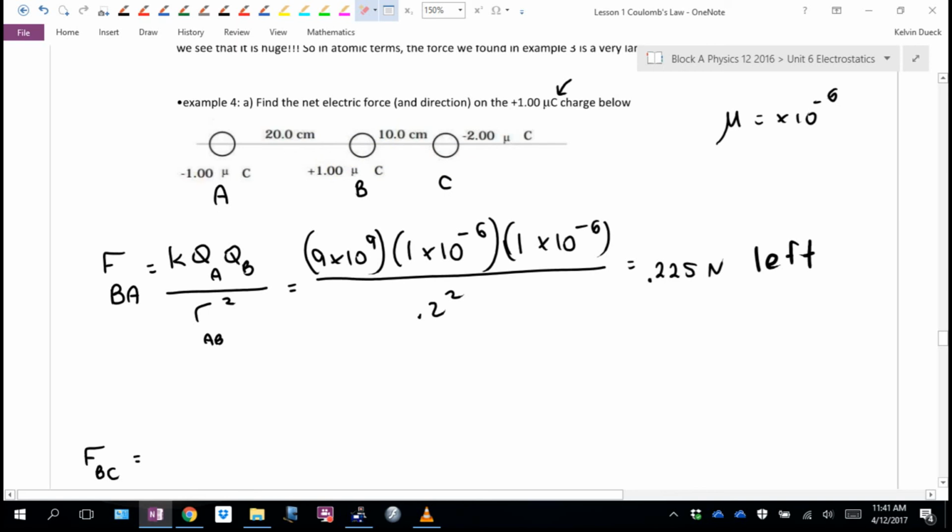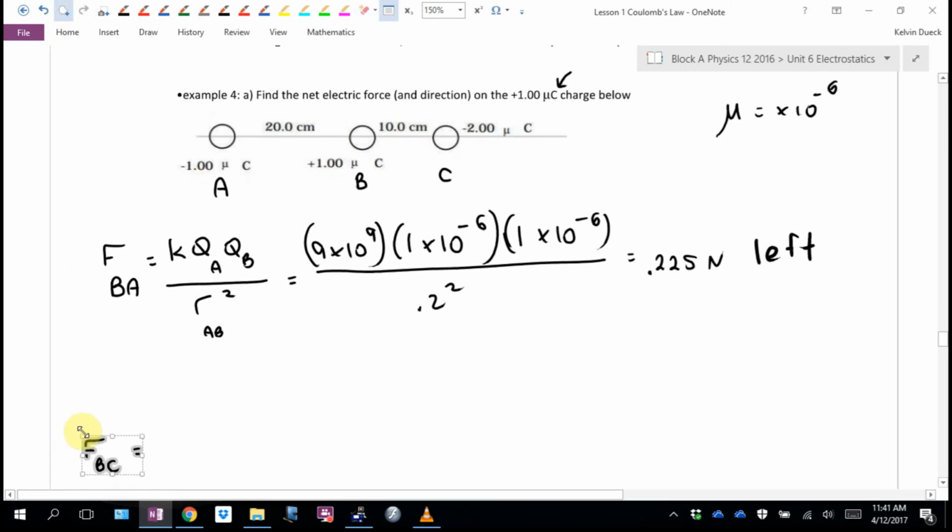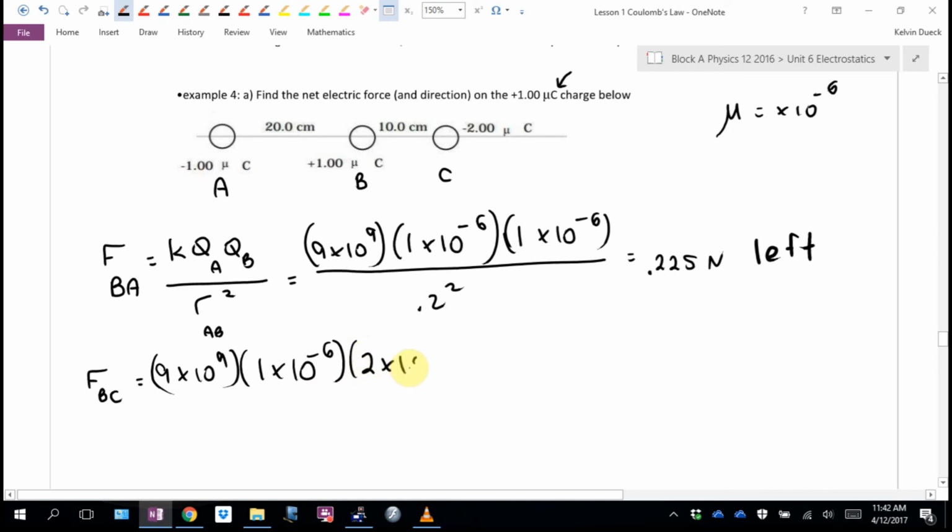We're going to repeat this procedure between B and C. If it's okay, I'm not going to rewrite the equation, Julie. I'm going to go straight to plugging in numbers. It's going to be 9 times 10 to the 9th, charge B, 1 microcoulomb, charge C, 2 microcoulombs, divided by, how far apart are charge B and charge C in meters? 0.1?